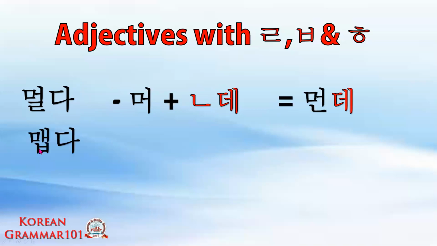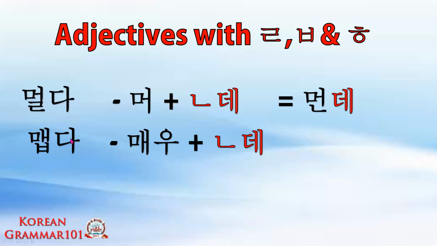How about if the last letter or the patchim is bieup? So here, another formula or another form, we have to drop the da first. Again, when you drop the da, the remaining word is mep. Okay, so it ends with patchim bieup. So unlike the rieul that you have to erase, this bieup is also erased, but you need to add u.